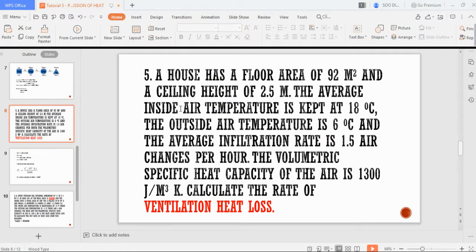Okay, so for question 5, you're given a house with a 92 meter square area and a ceiling height of 2.5 meter. You're also given that the temperature inside is 18 degrees Celsius and outside is 6 degrees Celsius, and the average infiltration rate is 1.5 air change per hour. Finally, you are given the heat capacity of the air is 1300. So you are to calculate the ventilation heat loss.